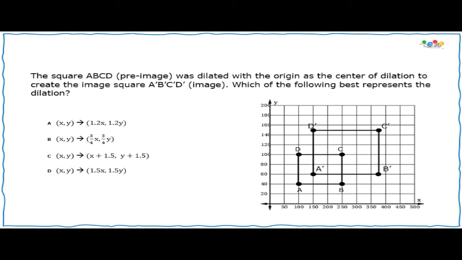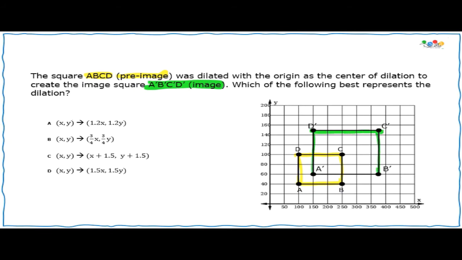So first of all, let's see what it says. It says that ABCD is my pre-image. So if you come back over here to ABCD, this will be the pre-image. You guys with me? Okay. And then it says that it was dilated, right? It means that that is my pre-image, that's my original. And what happens is that it created A prime, B prime, C prime, and D prime, right? So it created this square.